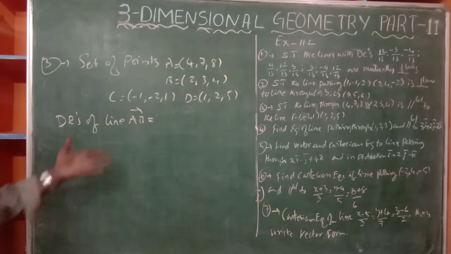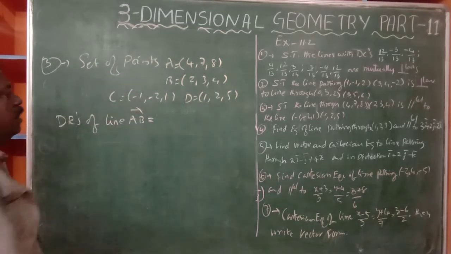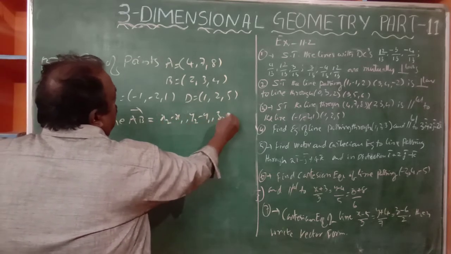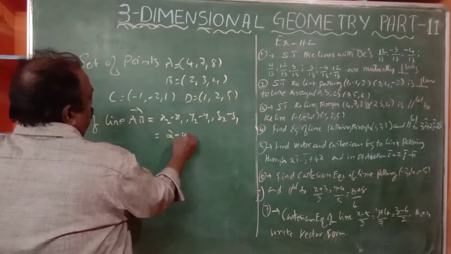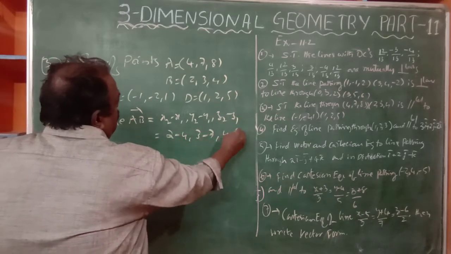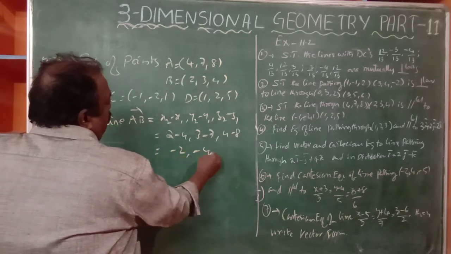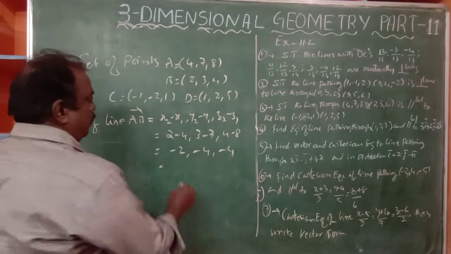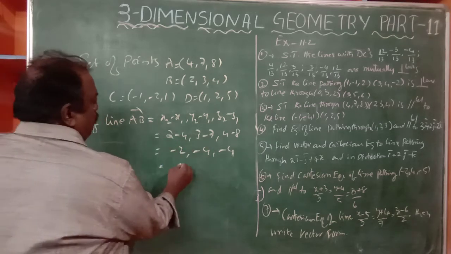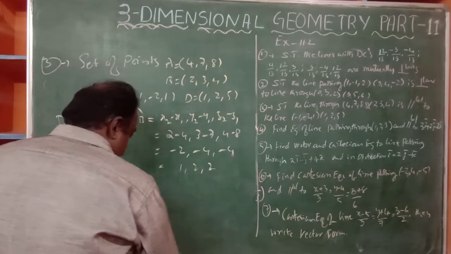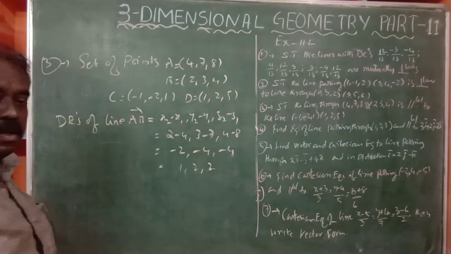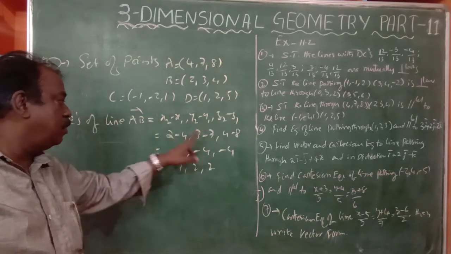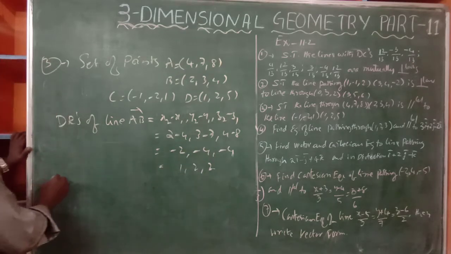The direction ratios of line AB, passing through A and B, are x2 minus x1, y2 minus y1, z2 minus z1. That means 2 minus 4, 3 minus 7, 4 minus 8: minus 2, minus 4, minus 4. Dividing by minus 2, it is 1, 2, 2. So they are the direction ratios.